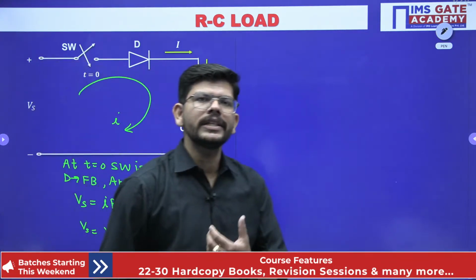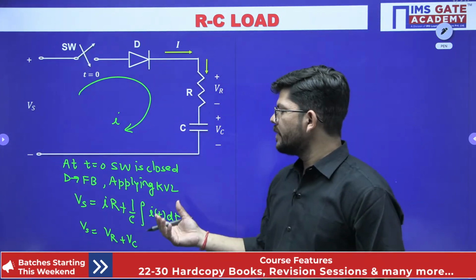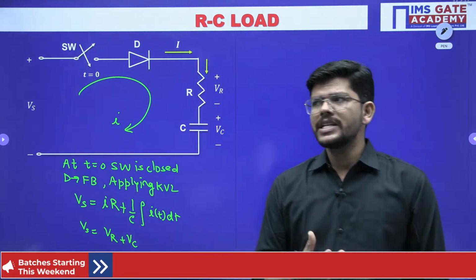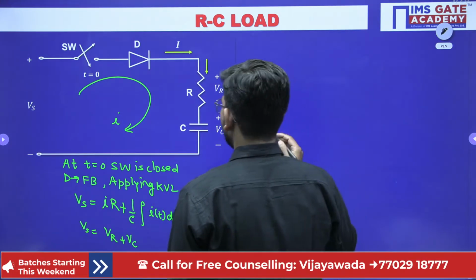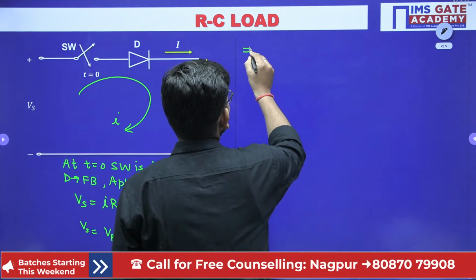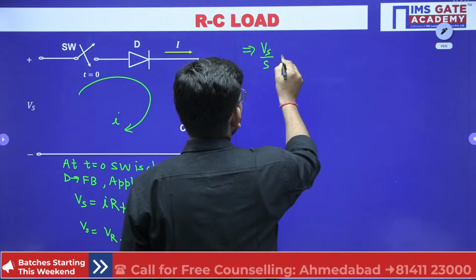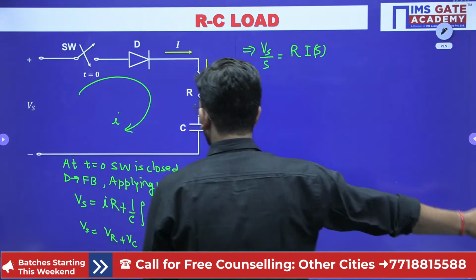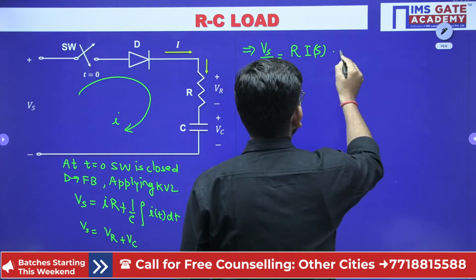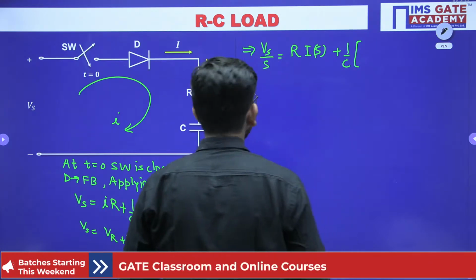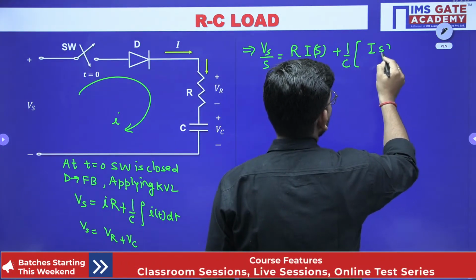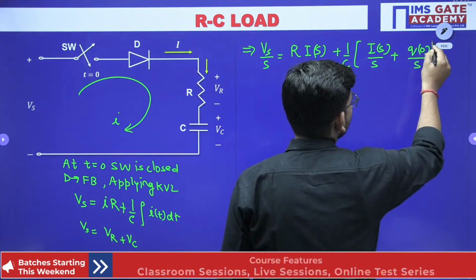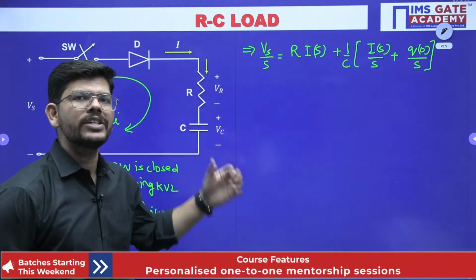Now we have to solve this equation and find out the expression for current in this circuit. For that we will take the help of Laplace transform. If I take the Laplace transform here, this equation will become Vs over S equals R into I(s), since resistance is independent of frequency and time. And for 1 by C, integration of this will give us I(s) over S plus Q0 divided by S, where Q0 is the initial charge on the capacitor.